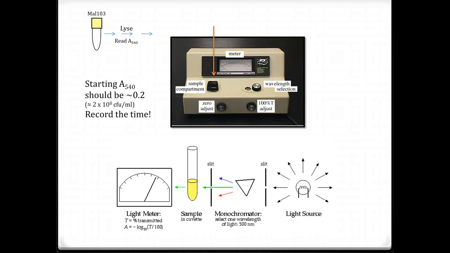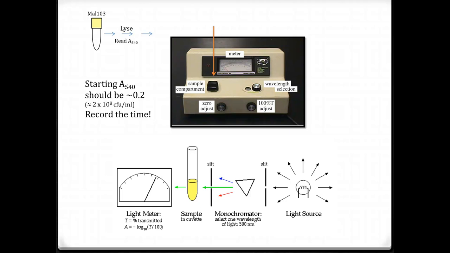That's going to tell us where we're starting. It should be at right about 0.2 when you start. It may be a little higher or a little lower. We'll dilute it to be right around there, but it keeps growing even as we're aliquoting it out. And that'll tell you that your sample's starting at right about 2 times 10 to the 8th CFUs per mil. You should write down the time when you take the measurement.